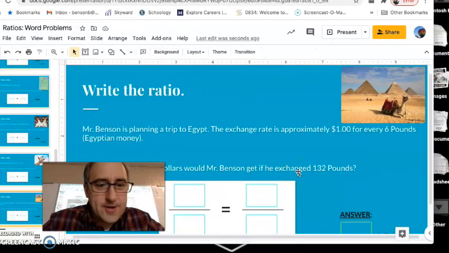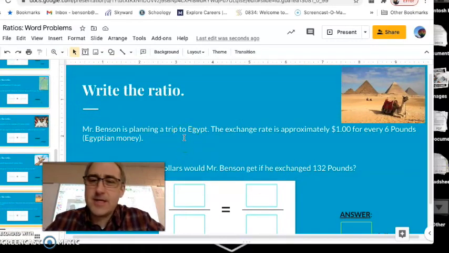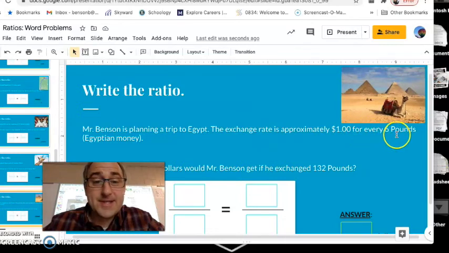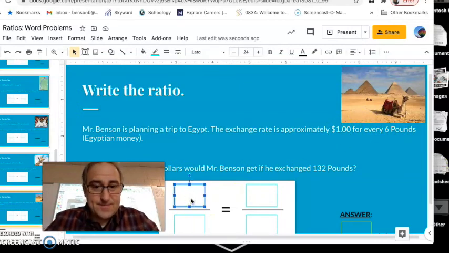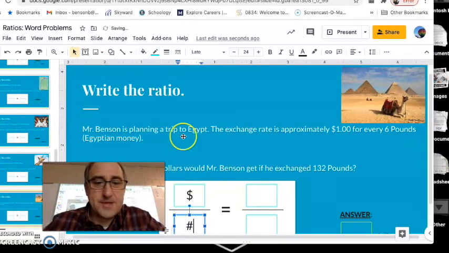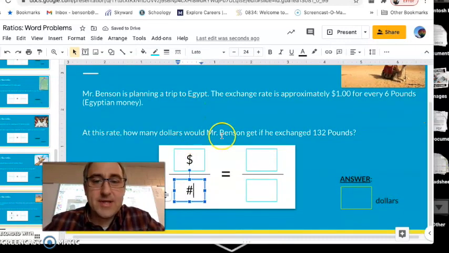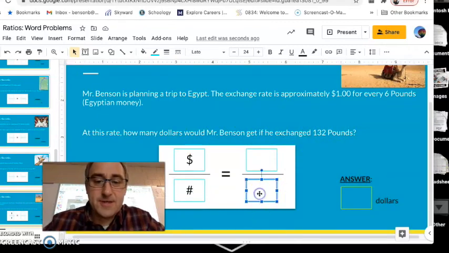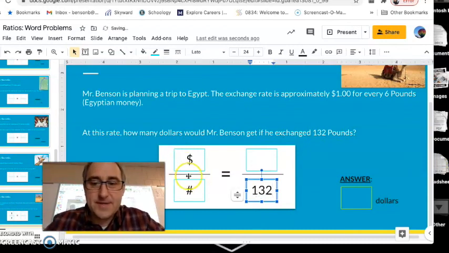Now here's a little longer word problem. It says Mr. Benson is planning to take a trip to Egypt. Have always wanted to go. The exchange rate is approximately $1 for every 6 pounds of Egyptian money. Again, dollars on top, pounds on the bottom. Dollars over pounds. At this rate, how many dollars would Mr. Benson get if he exchanged 132 pounds, pounds on the bottom? Fill this out with the other information, and solve. Good luck. Have a good day.